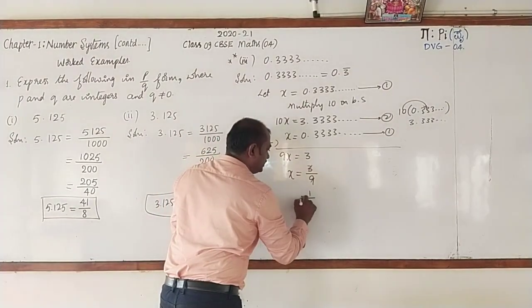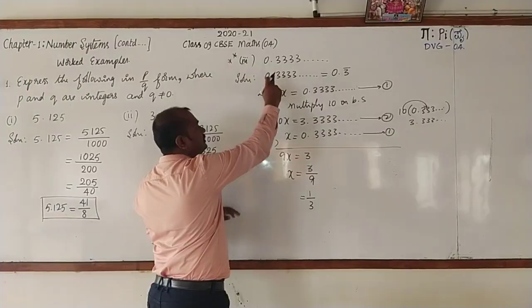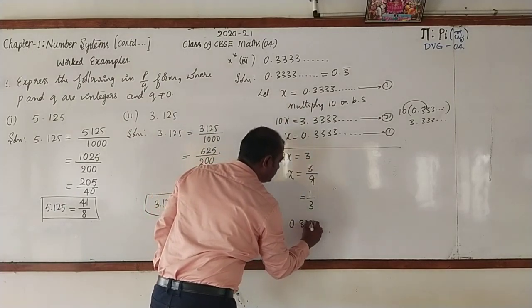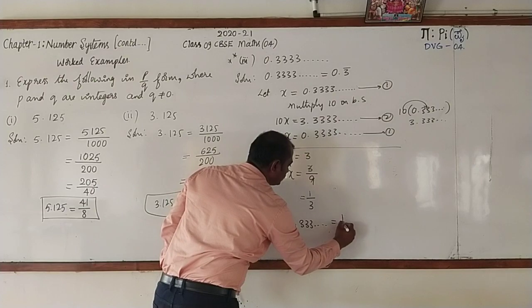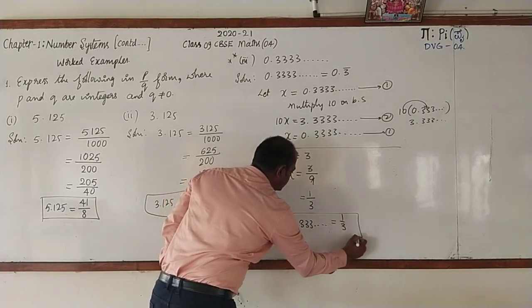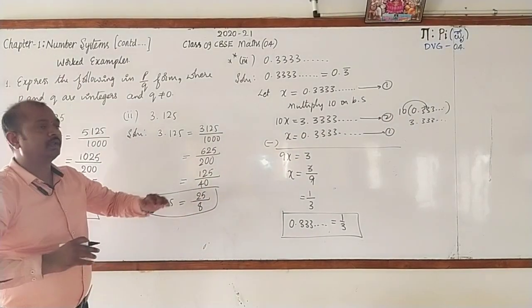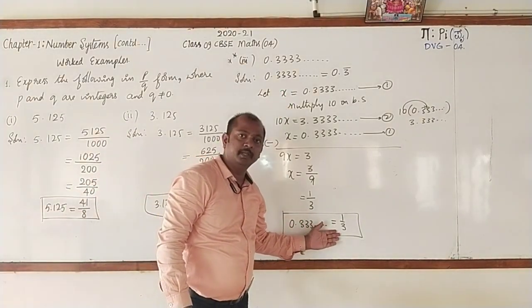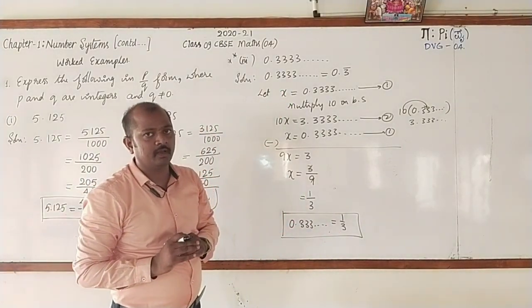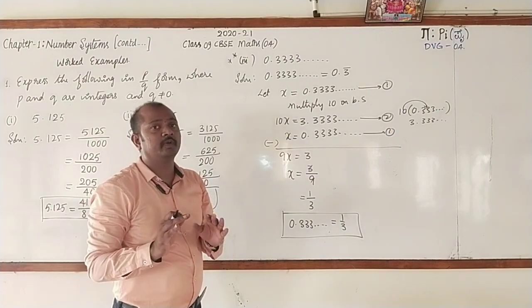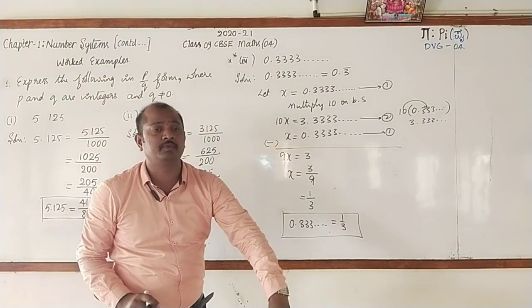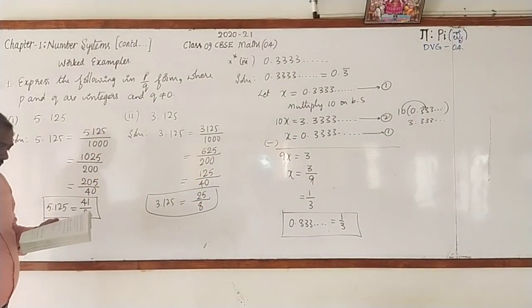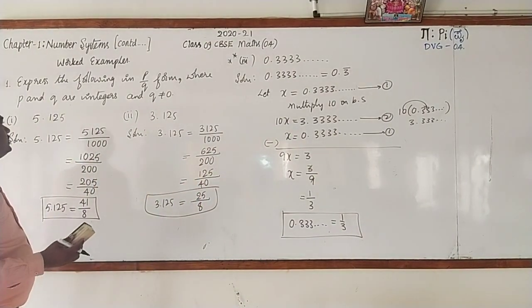What is x? Here x is 0.333 and so on. This is equal to 1 by 3. This is the method of expressing a non-terminating recurring decimal in the form of P by Q. Clear? You have to practice this, very important from the examination point of view. Now I go for taking another one, and this is also very important.